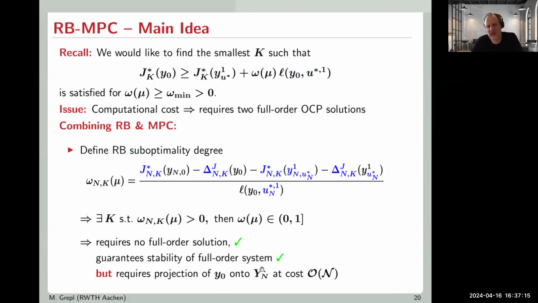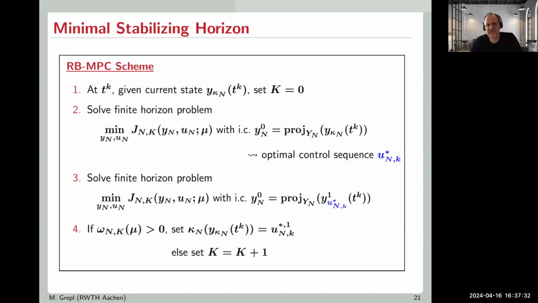Well, we do still require a projection of y0, the initial condition, which lives in the finite element space, onto our RB space yn, but that only costs O(calligraphic N) if calligraphic N is the dimension of our FE space. So the RB scheme is then as follows. At time step tk, given our current state, we solve a finite horizon problem, an RB, important, reduced basis finite horizon problem, to obtain our reduced basis optimal control solution, un star k.